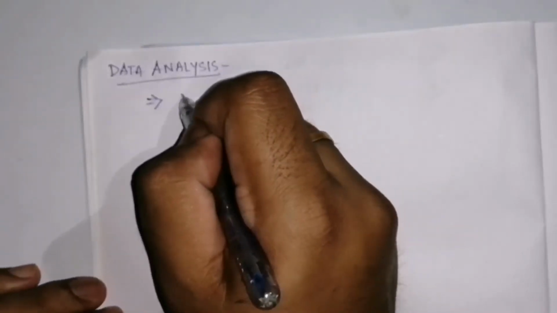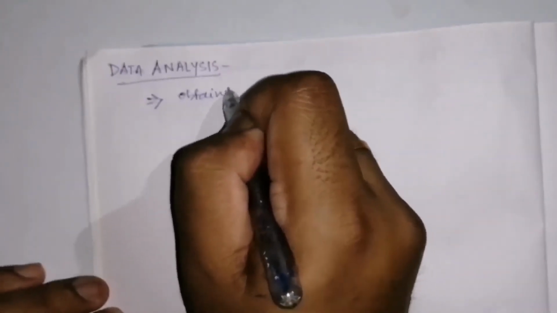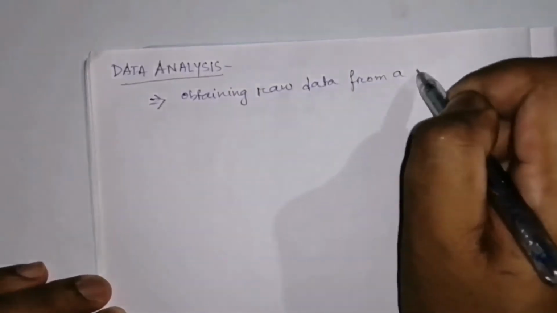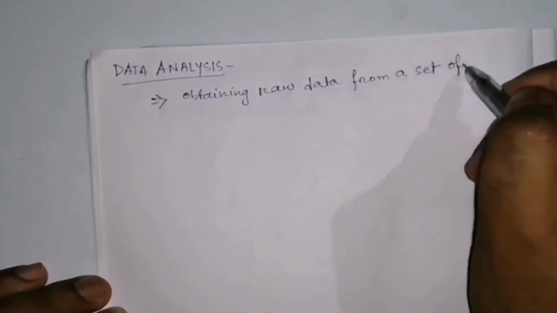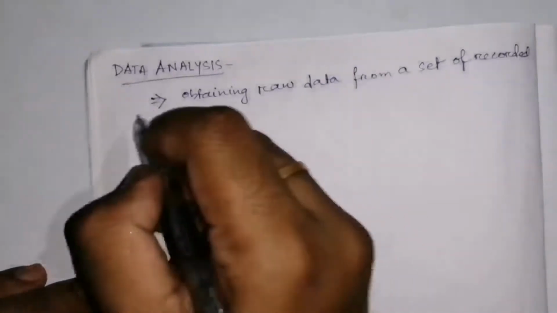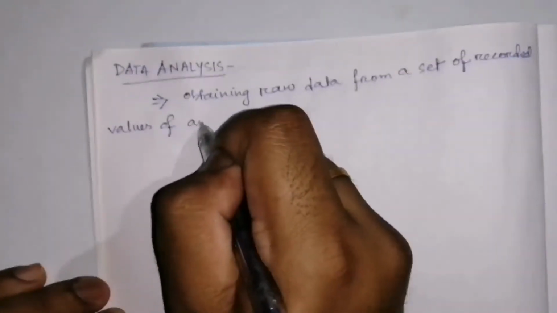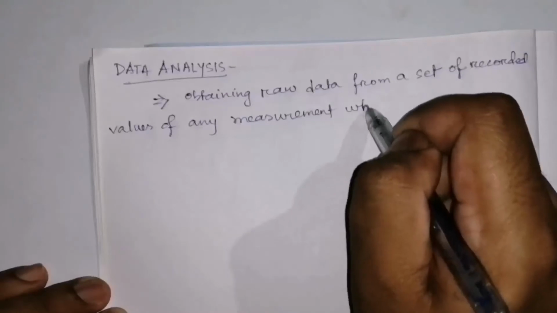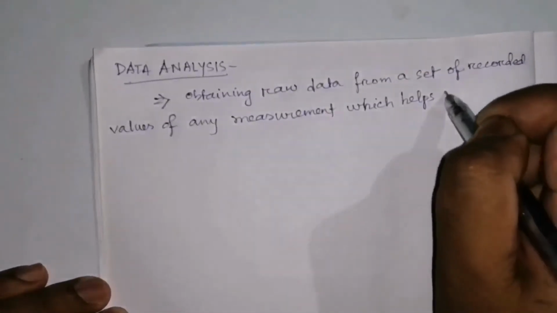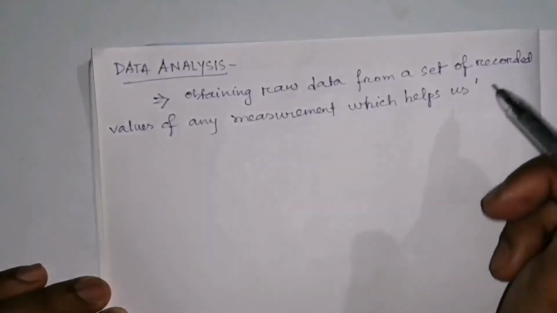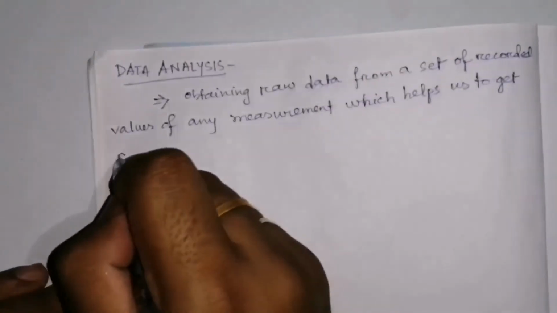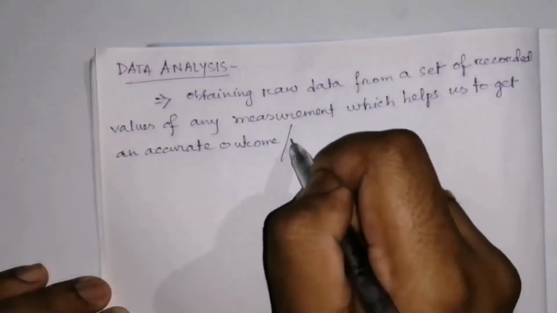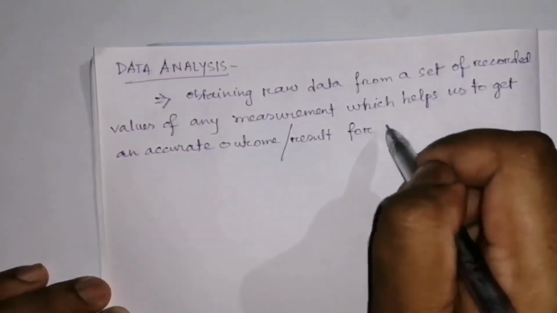So data analysis is generally a process for obtaining raw data from a set of recorded values of any measurement, which helps us to get an accurate outcome or result for that measurement.